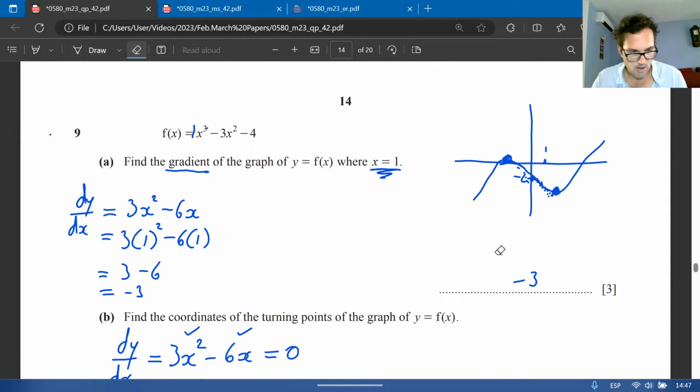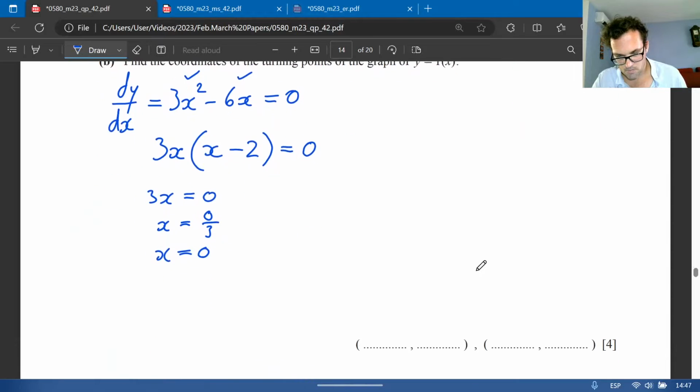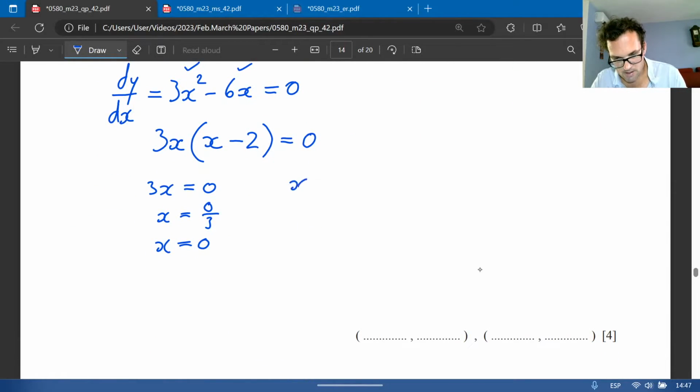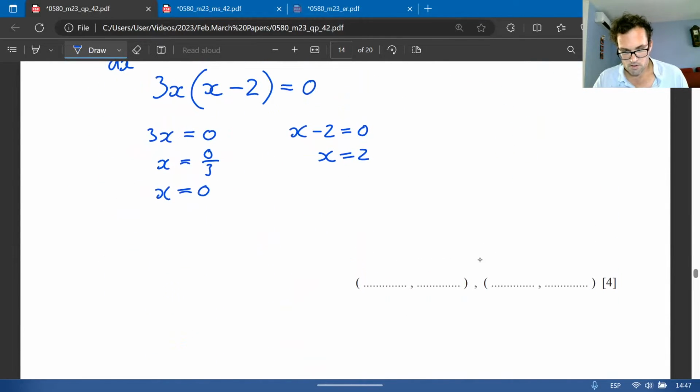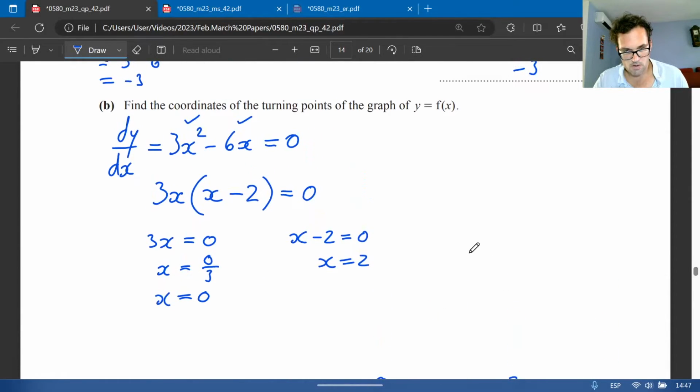So again, let's revise this. It's going to turn where x is 0. Let us just find the other turning point. That will be x minus 2 equals 0, so x equals 2. And then where x equals 2 will be the other turning point. Right, so we've got two x values, 0 and 2.